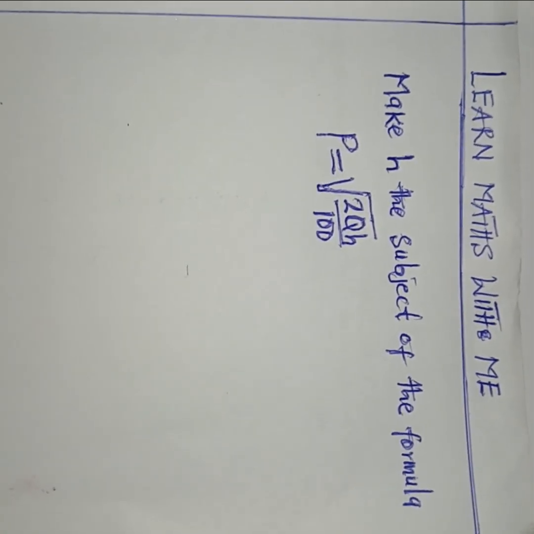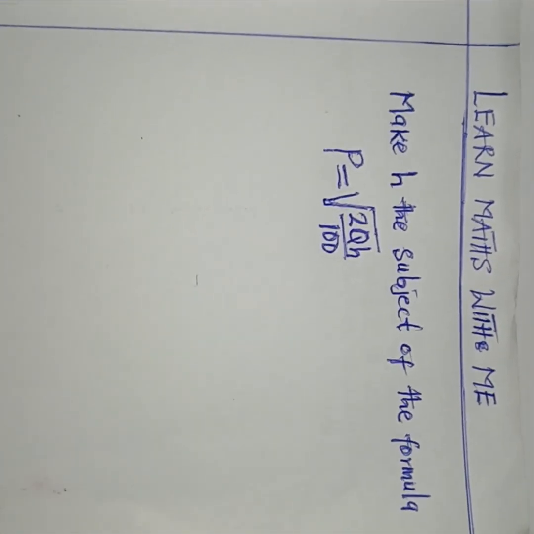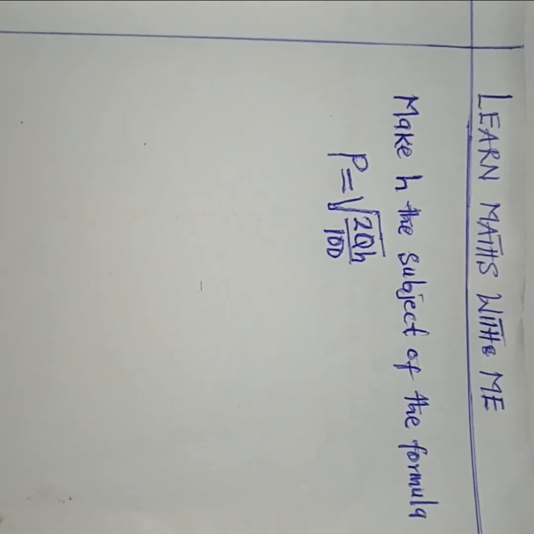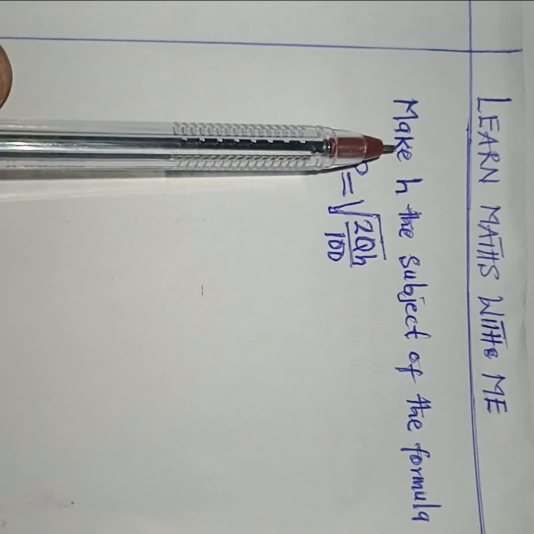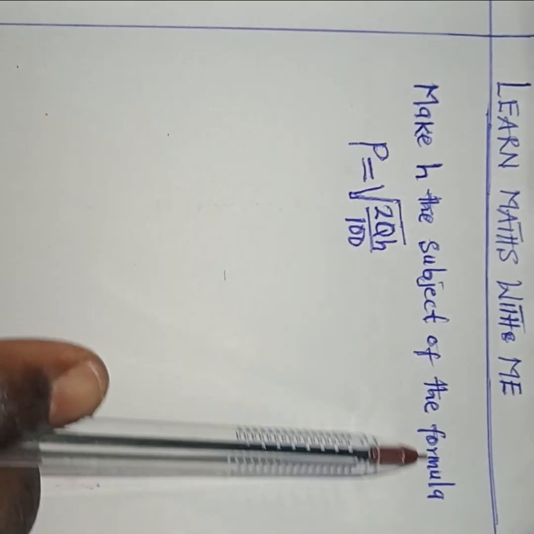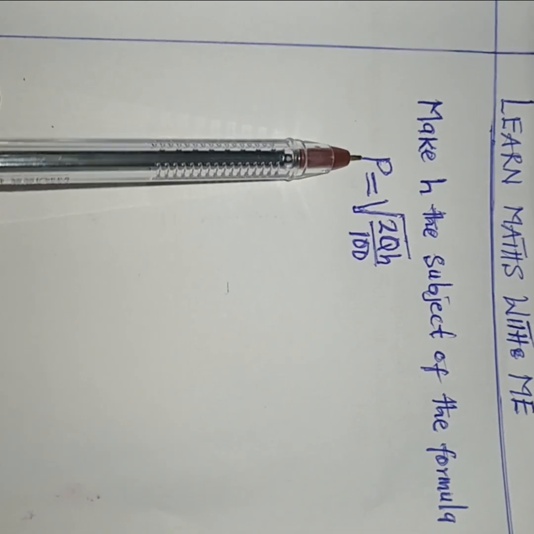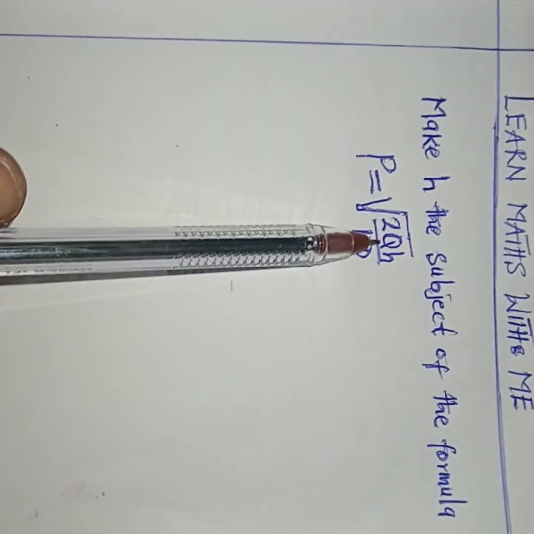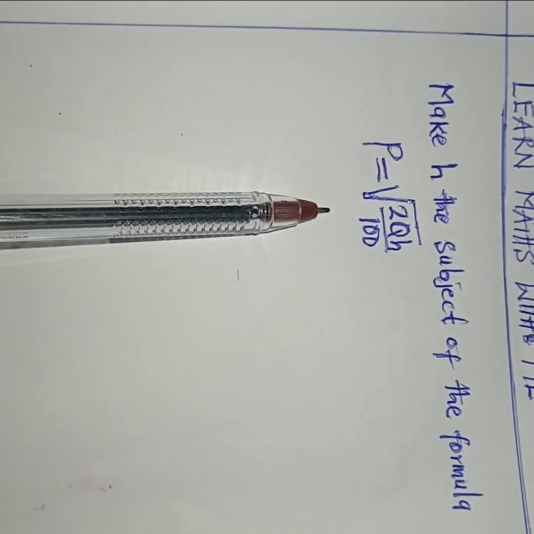So today we are here again to solve another mathematical problem, and this one is from the subject of the formula. Now look at the question. We have a question before us. The question says make h the subject of the formula. Now this is the formula. The formula is P equal to square root of 2qh all over 100.